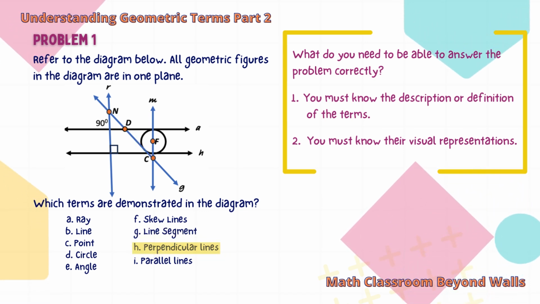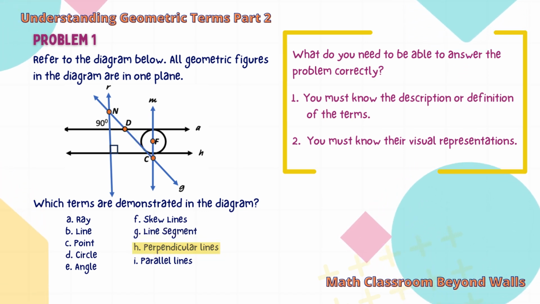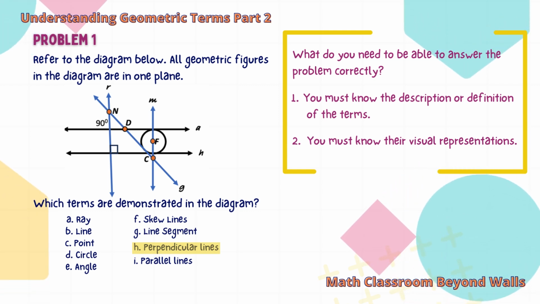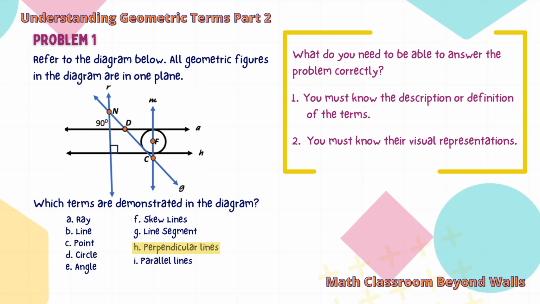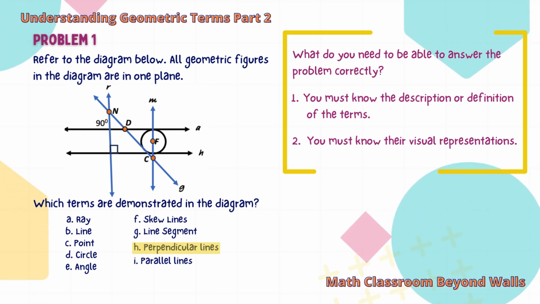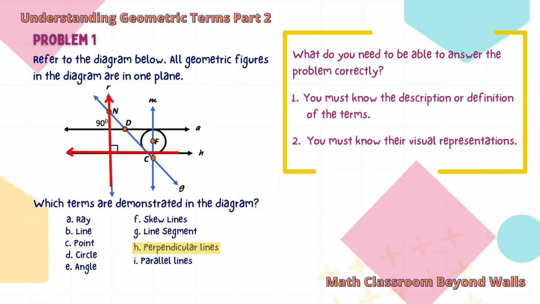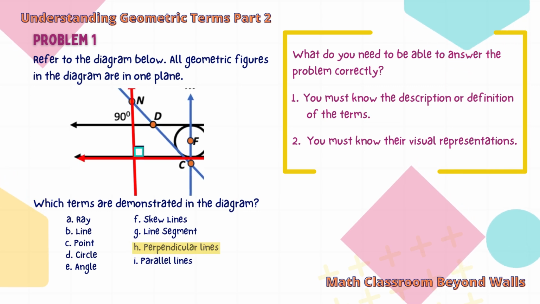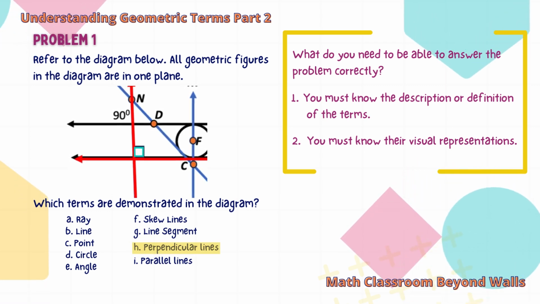Next option, H, perpendicular lines. Remember that perpendicular lines are two lines forming a right angle at their point of intersection. Do we have them here? Yes, we have perpendicular lines. I am very positive that you can find another pair.